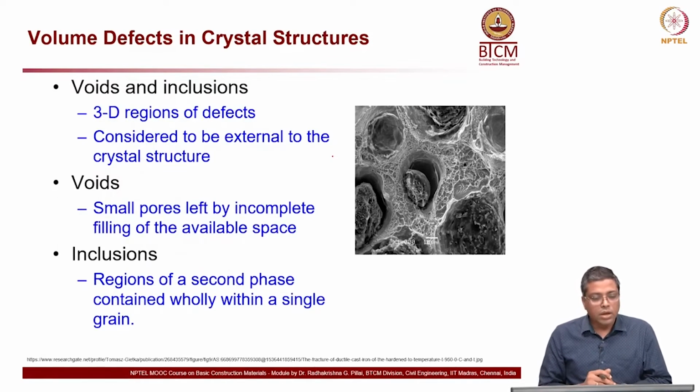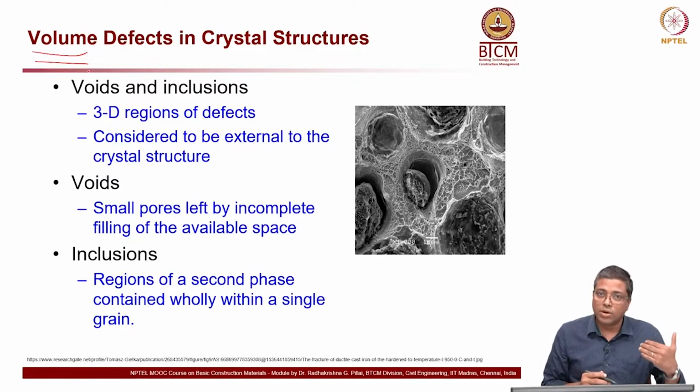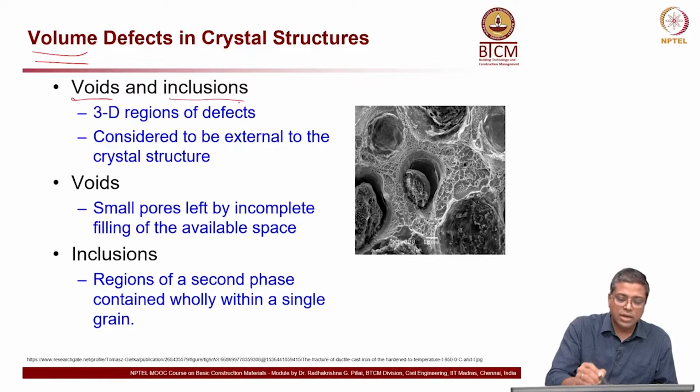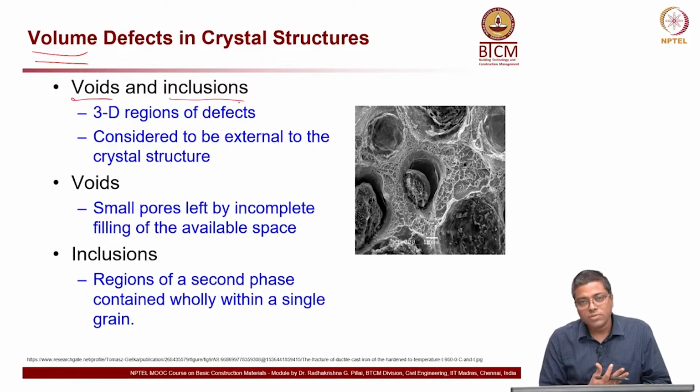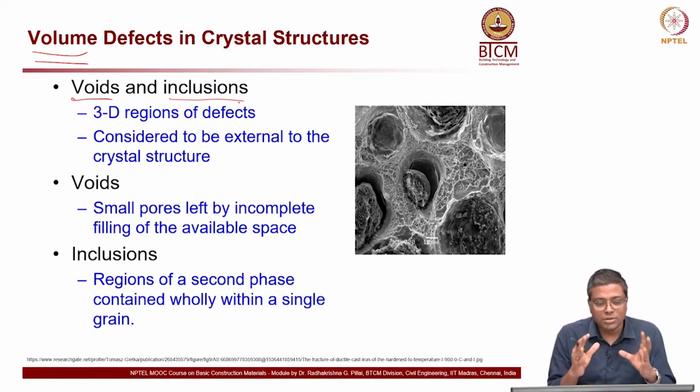Okay. Now, let us go into the fourth type of defect, which is volume defect. We started with point defect, then we talked about line defect, then the surface or plane defect, that is grain boundaries, and now we are going to talk about volume defect, which are mainly voids and inclusions. Voids mean air voids, there is no material present. Inclusion means there is a foreign material present inside the parent or bulk material.